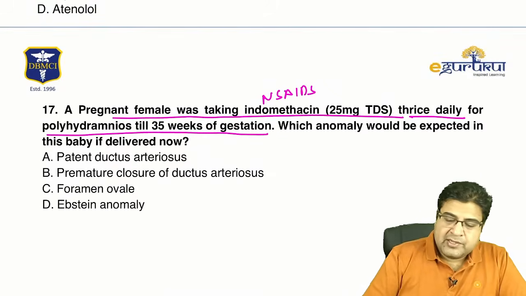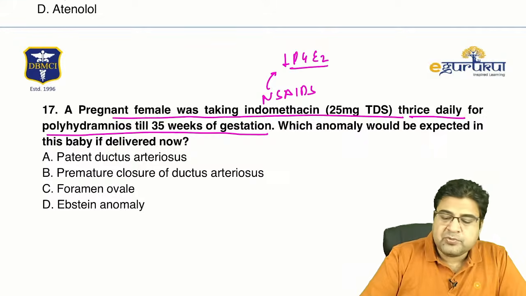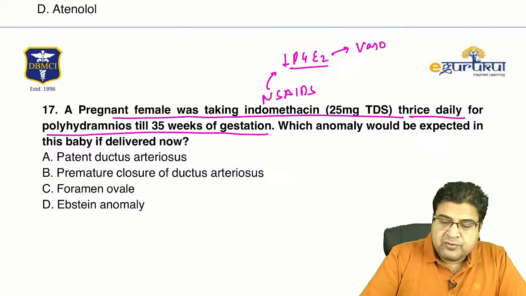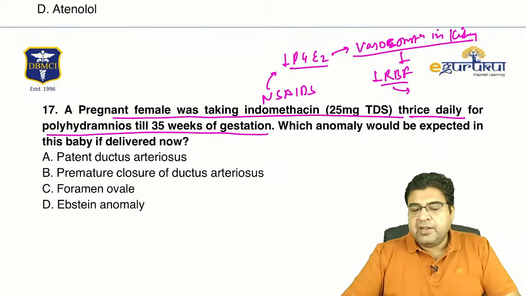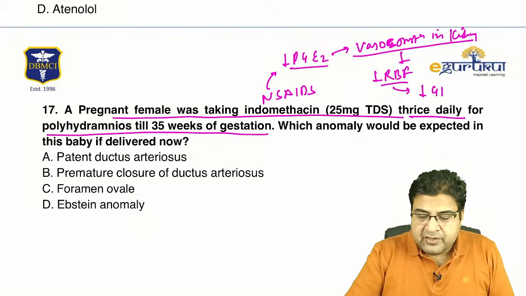Right guys? So guys, try to understand. NSAIDs are the medicines which are inhibitors of prostaglandin E2 in the kidney. Once they inhibit prostaglandin E2 in the kidney, this will cause vasoconstriction in the kidney. Because of the vasoconstriction, the kidney blood flow is reduced, and therefore the GFR will reduce.